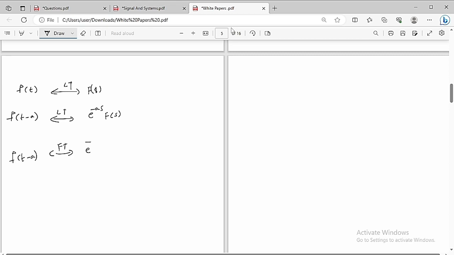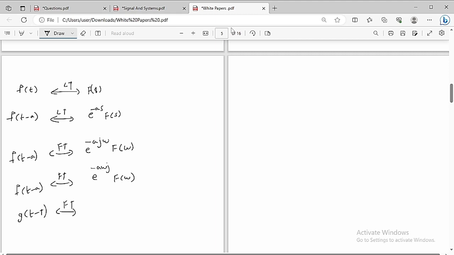So we are going to get e to the power of minus a j omega into F of omega. Right? So for this, the Fourier transform is of f of t minus a. Here, what is a? A is nothing but capital T. So then what is the Fourier transform that we are going to get?